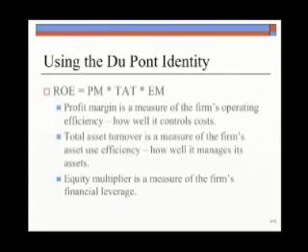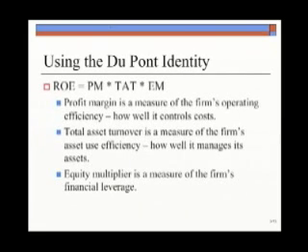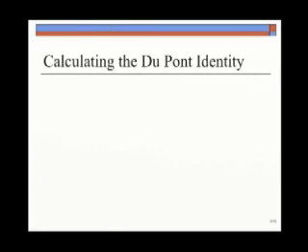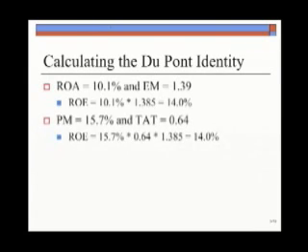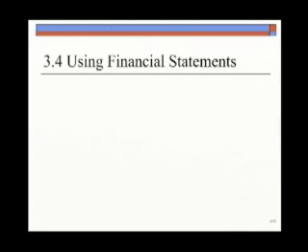To use the DuPont identity, just again, the profit margin is a measure of the firm's operating efficiency, so the return on equity says how efficiently are we operating, how efficiently are we using our assets, and how much debt are we using in our capital structure. Those 3 things determine our return on equity. And just for the example in your book, the return on equity works out to be 14%. There's the profit margin, the total asset turnover.